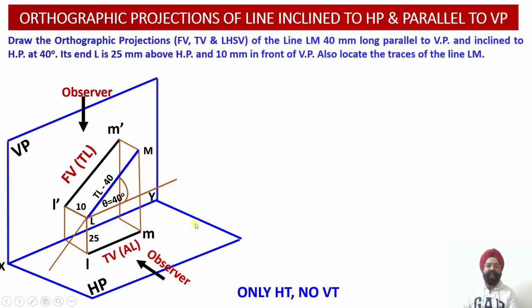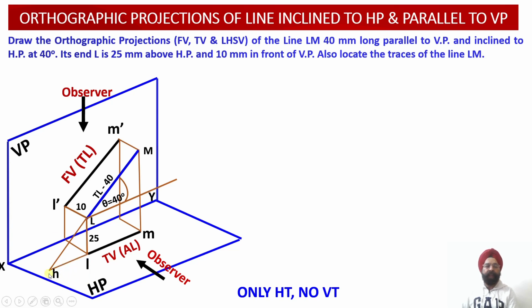Since this line doesn't itself intersect with the horizontal plane, in order to obtain the horizontal trace of this line, we need to extend this particular projection of the actual line LM with respect to the horizontal plane. The moment we extend this line LM, which is inclined with respect to the horizontal plane, we will find that the extension of this line LM is going to intersect with the horizontal plane at this particular point. The name of this point will be point H over here.